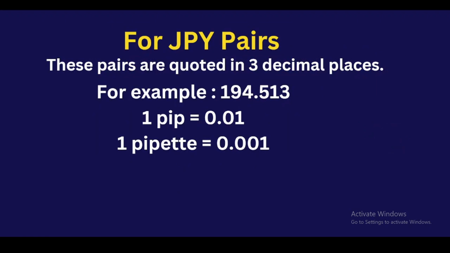Now let's look at JPY pairs. These pairs are quoted in 3 decimal places. For example, 194.513. You can see here they are quoted in 3 decimal places, but the standard is in 2 decimal places. All right, so this last one here is called a pipette. All right, so how can we convert this to a pip? 1 pip is equal to 0.01. All right, if it's in pipettes, 1 pipette is equal to 0.001, but 1 pip is equal to 0.01. Now take note of this formula, because this formula is what we are going to use to calculate our pip.